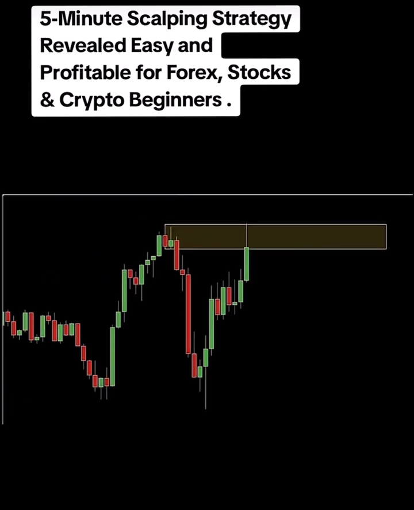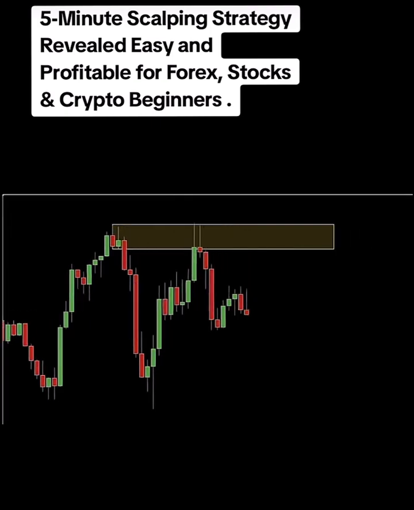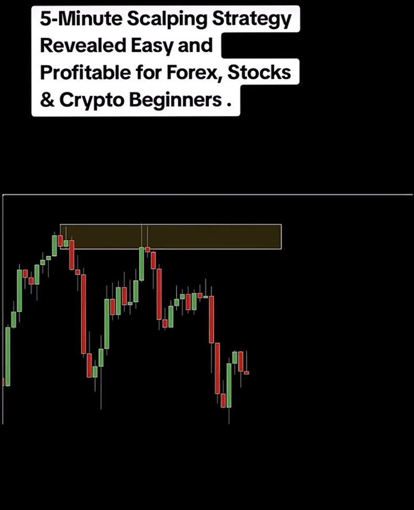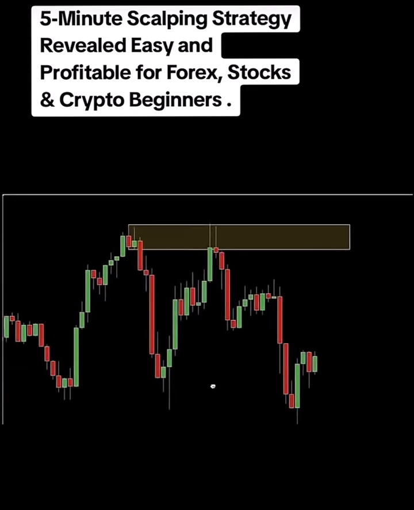The key here is the retest. That's where we can get in without needing to chase the move. Once we're in, we look to exit fast, locking in profits before the market fully reacts.